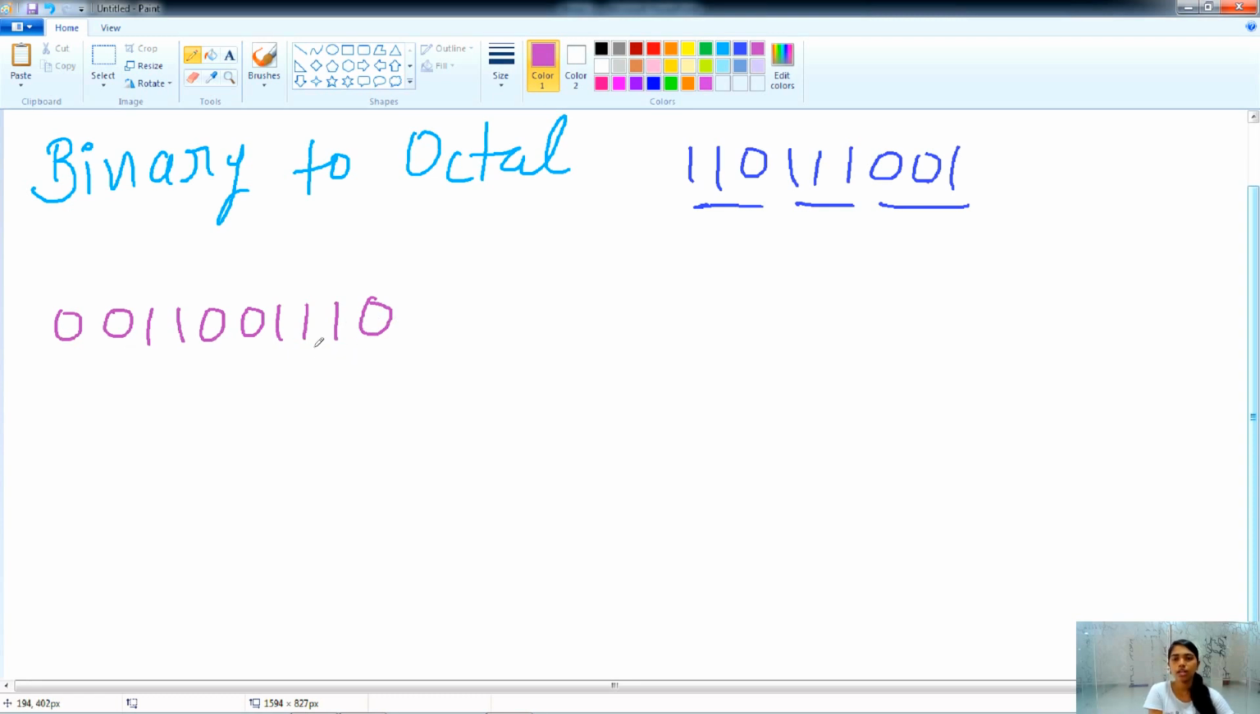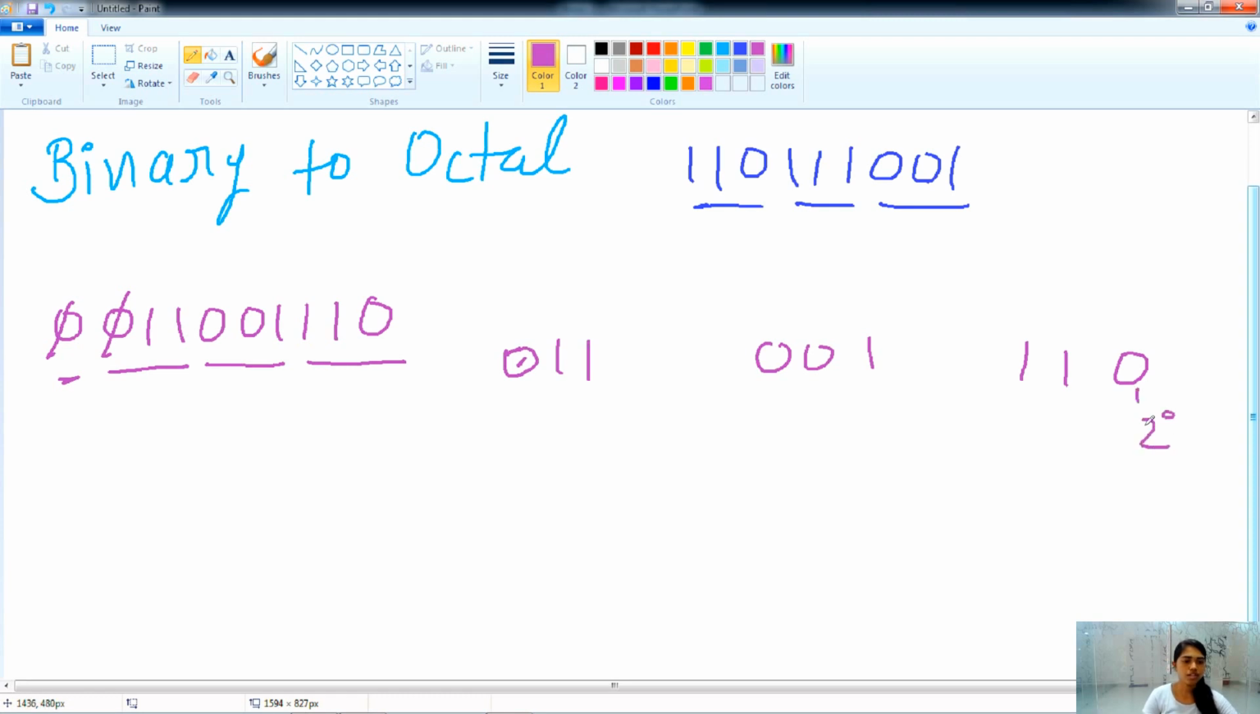Here we have to group them into 3. So we will take 1, 1, 0 first, then 0, 0, 1, then 0, 0, 1, and this 0 is left alone. But it doesn't matter, because in a binary number, if you have 0 on the leftmost side, it won't change its value. So if we remove this 0 and this 0, it would not change its value. So we have 1, 1, 0, then 0, 0, 1, and again 0, 1, 1. Here again I am saying this 0 does not have any value.